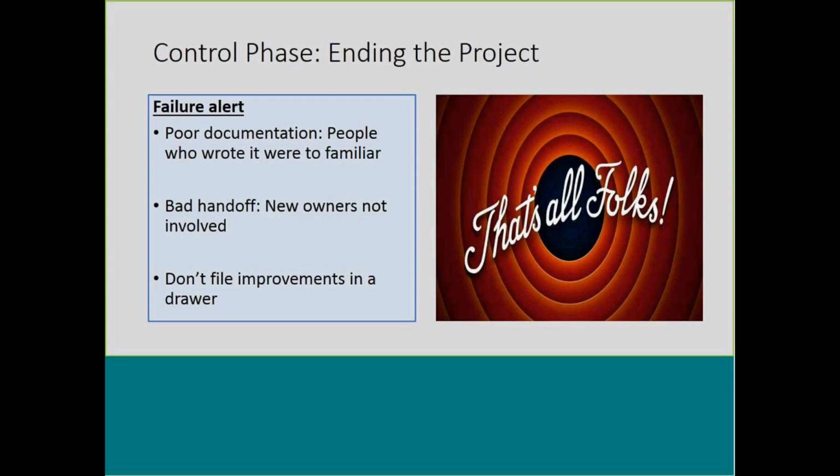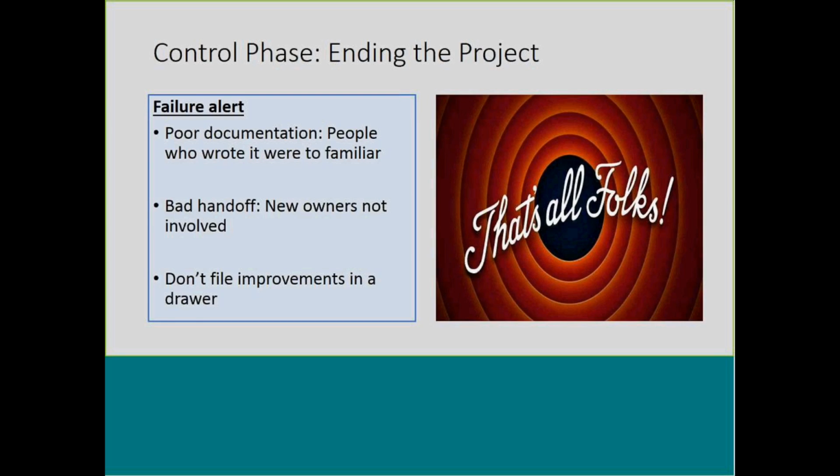Now, also in the control phase, eventually you're going to reach a point where you're ending the project. And it's just important to take notes of some key areas where things may go wrong. Poor documentation. If the people who write the new process are not familiar enough or too familiar with the old process, the documentation may just not be up to par. We want to make sure that someone new can come in and read the documentation, understand it, and take it over. A bad handoff is also something to watch out for.